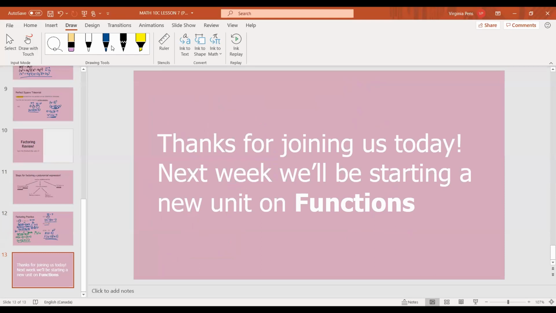Next week, we're going to be starting a new unit called functions. Functions you may not have worked with before, so it will be a new concept.